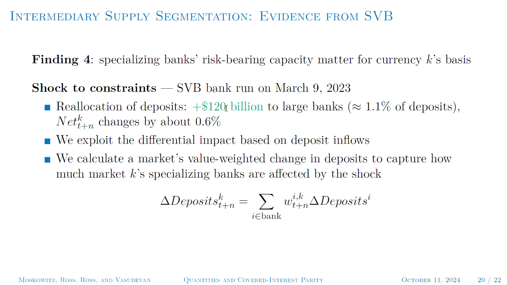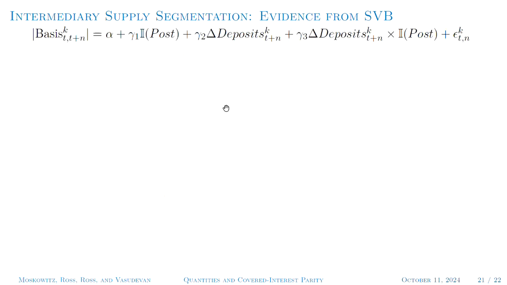The result suggests that individual banks' constraints matter, and to the extent that deposits are one way in which they get dollar funding, that is shown in SVB. Okay, so we regressed the absolute value of the basis on an indicator for before and after the event, the change in value-weighted deposits, and the interaction between the two. The main coefficient that we're interested in here is gamma 3, the interaction between the two.